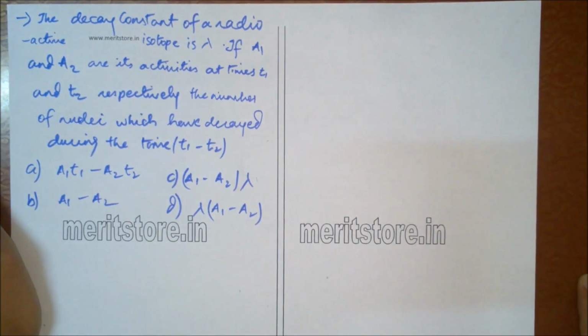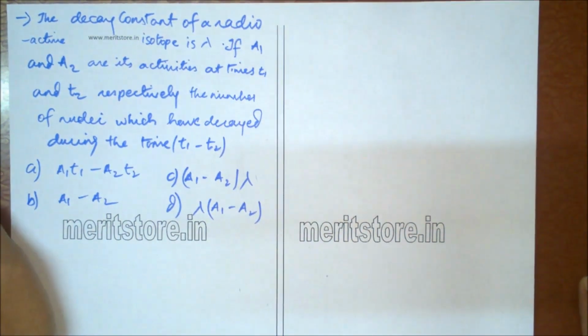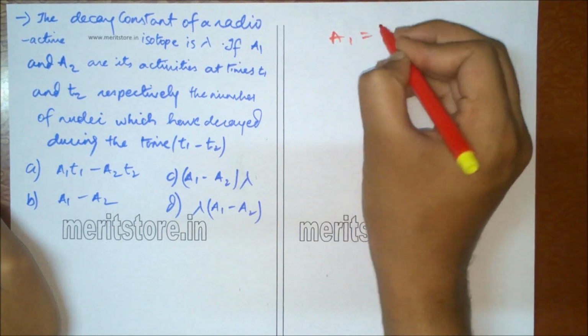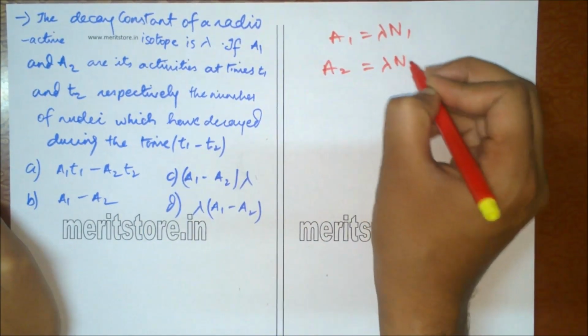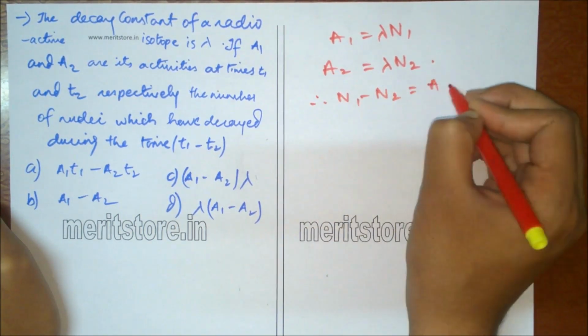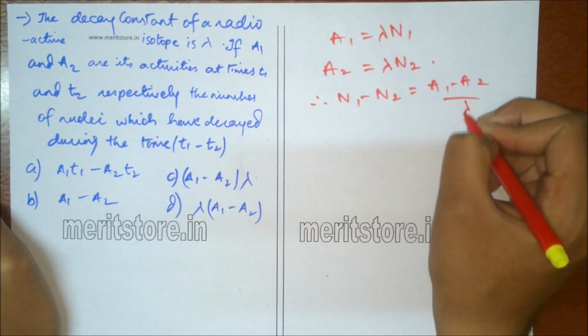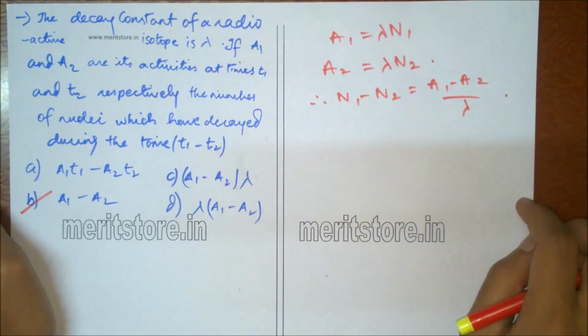The decay constant of a radioactive isotope is lambda. If A1 and A2 are its activities at times T1 and T2 respectively, the number of nuclei which have decayed during the time T1 minus T2 is. So we know that A1 is equal to lambda N1 and A2 is equal to lambda N2. Therefore, N1 minus N2 is equal to (A1 minus A2) upon lambda. So option C is the correct answer.